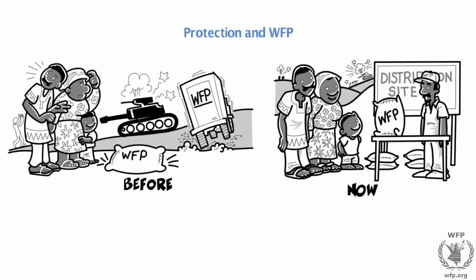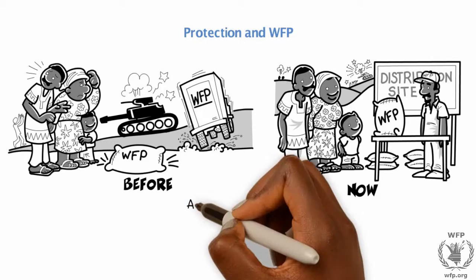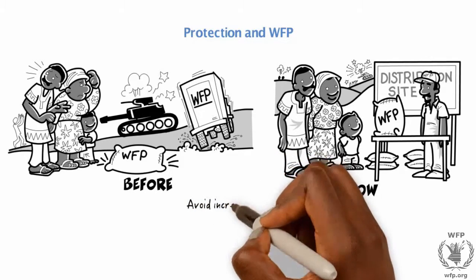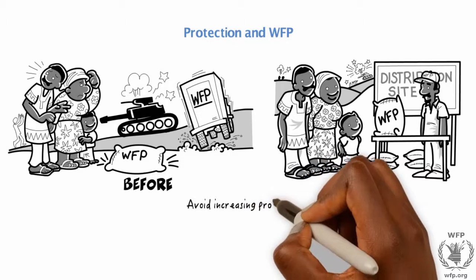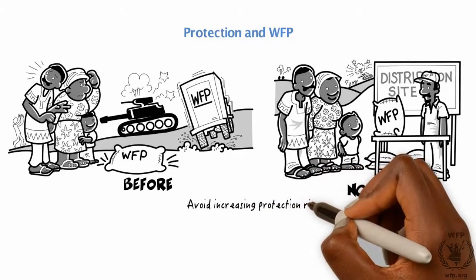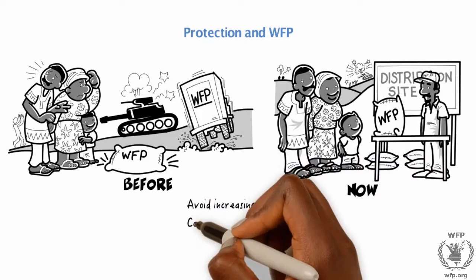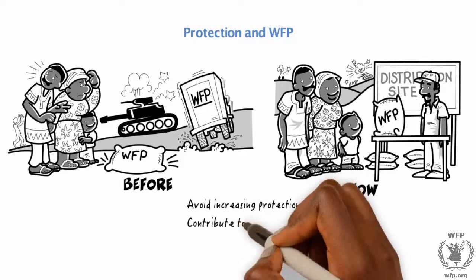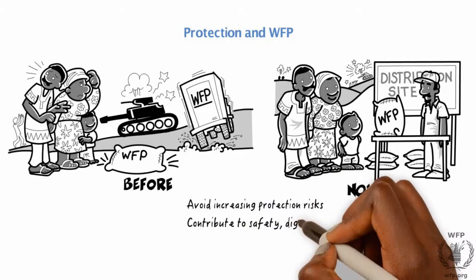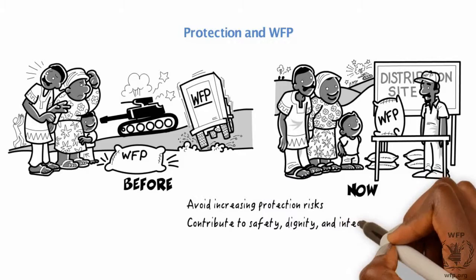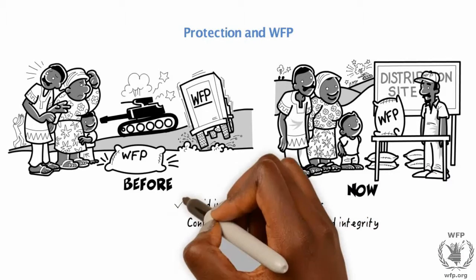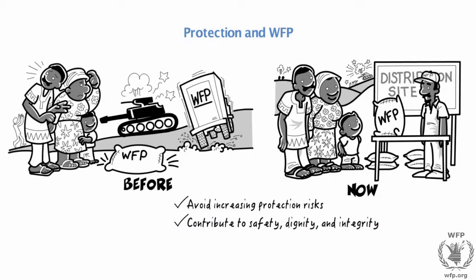For WFP, protection means designing and carrying out food assistance activities that do not increase the protection risks faced by crisis-affected people, but rather contribute to their safety, dignity, and integrity. Protection is focused on affected people. It is not about WFP staff security.